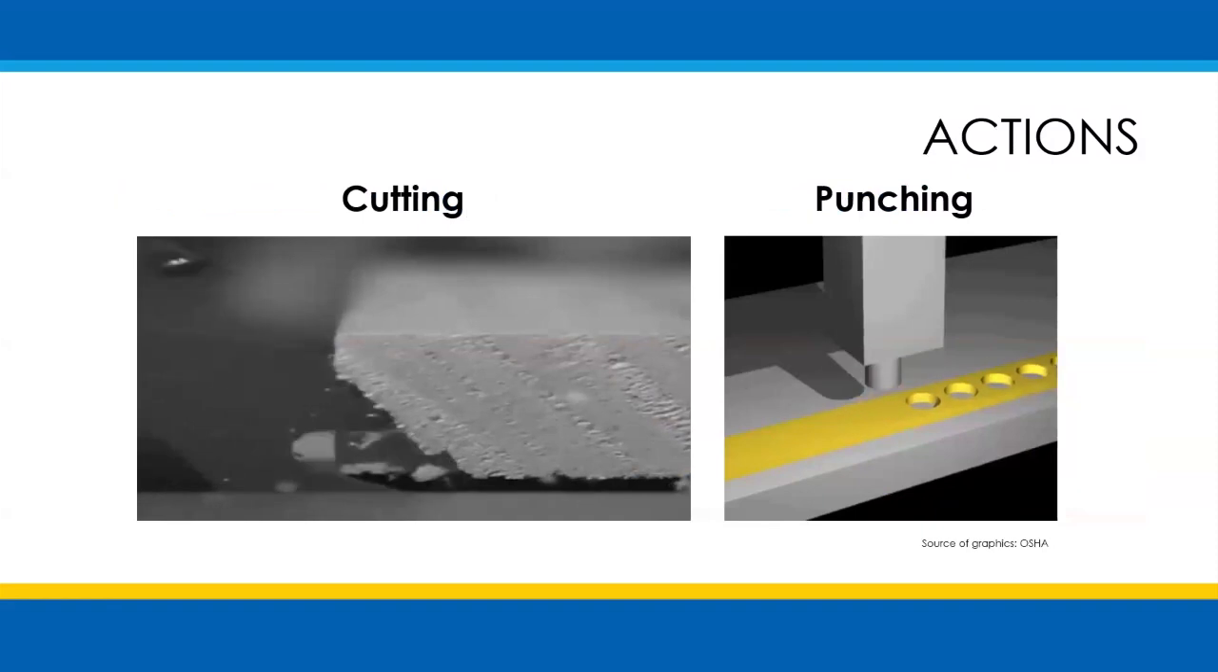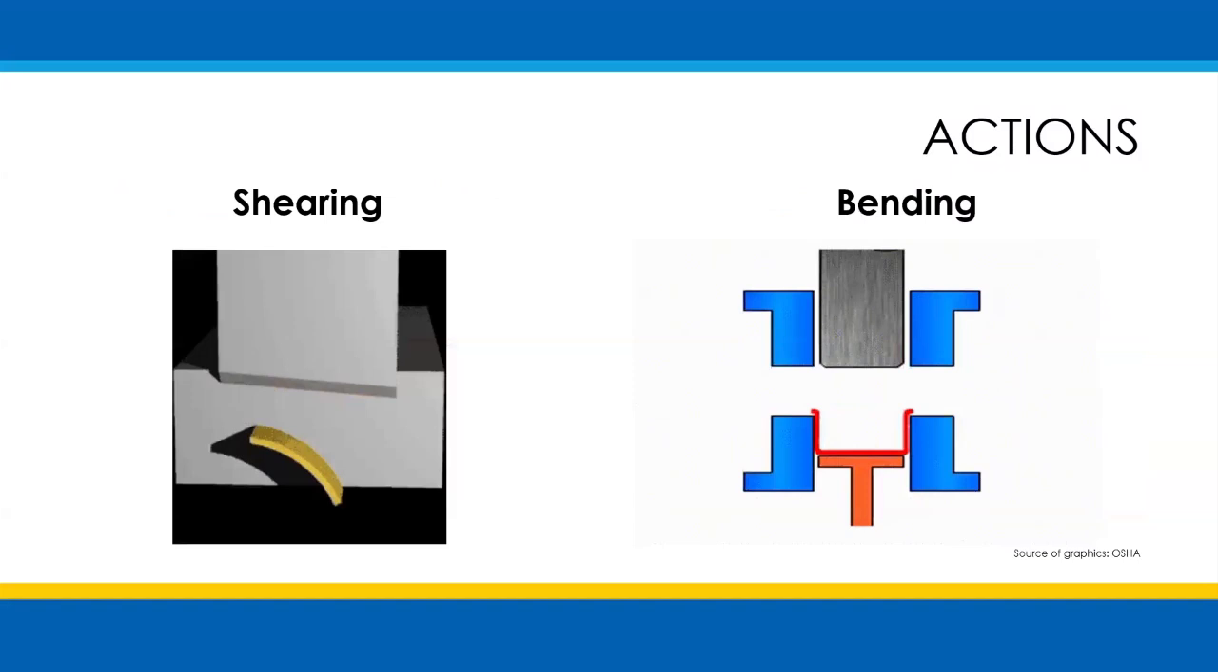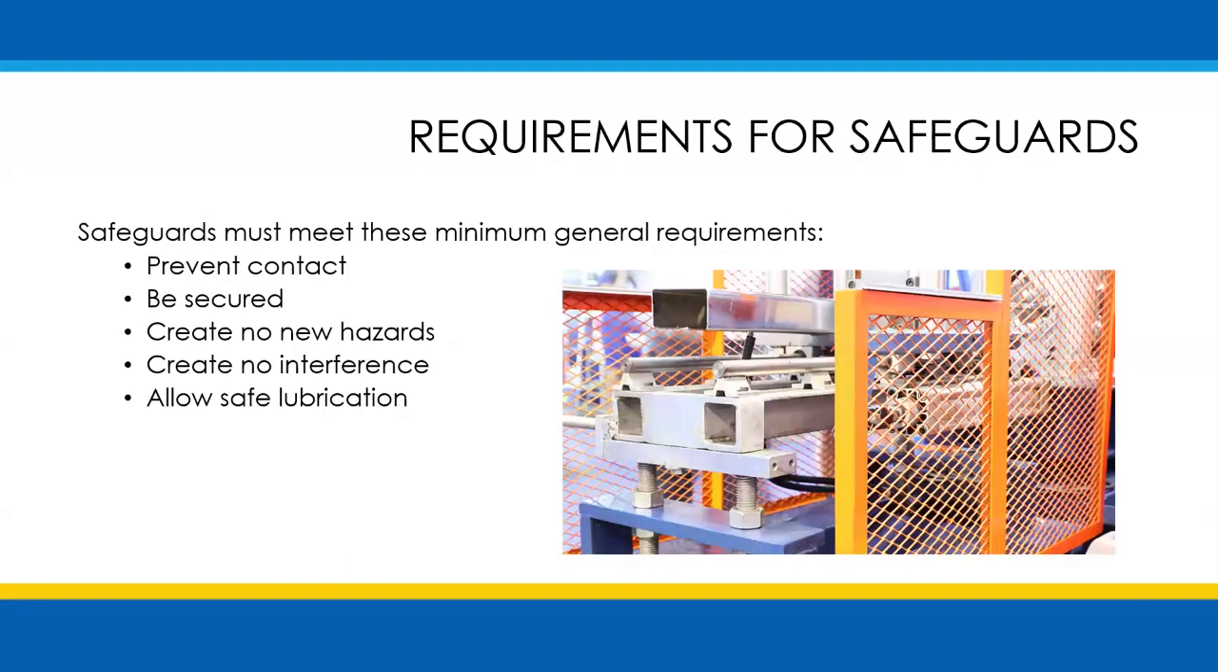Here are cutting and punching actions. And here we see shearing and bending actions. To be effective, machine guarding safeguards must meet these minimum requirements.